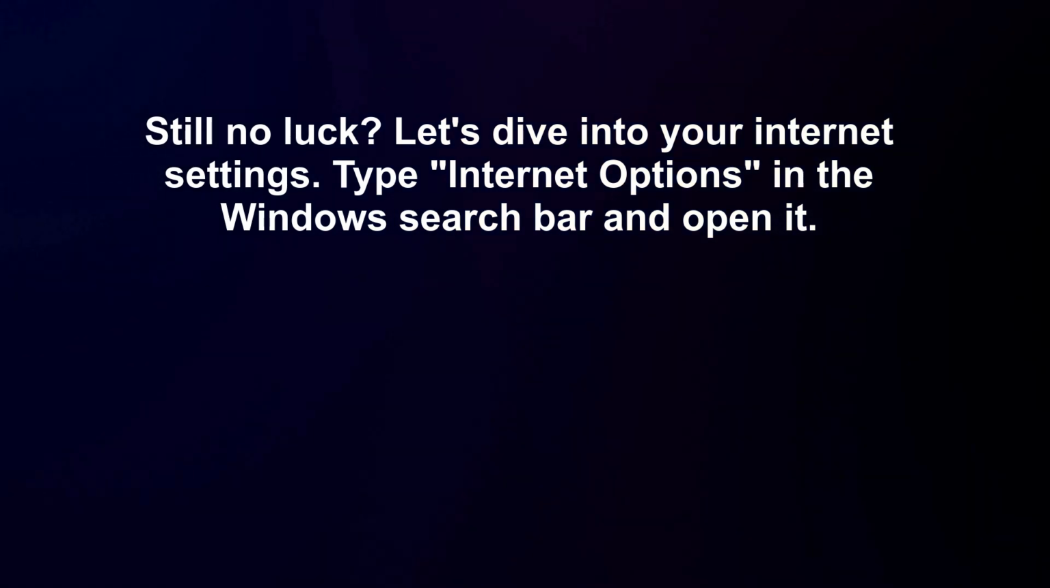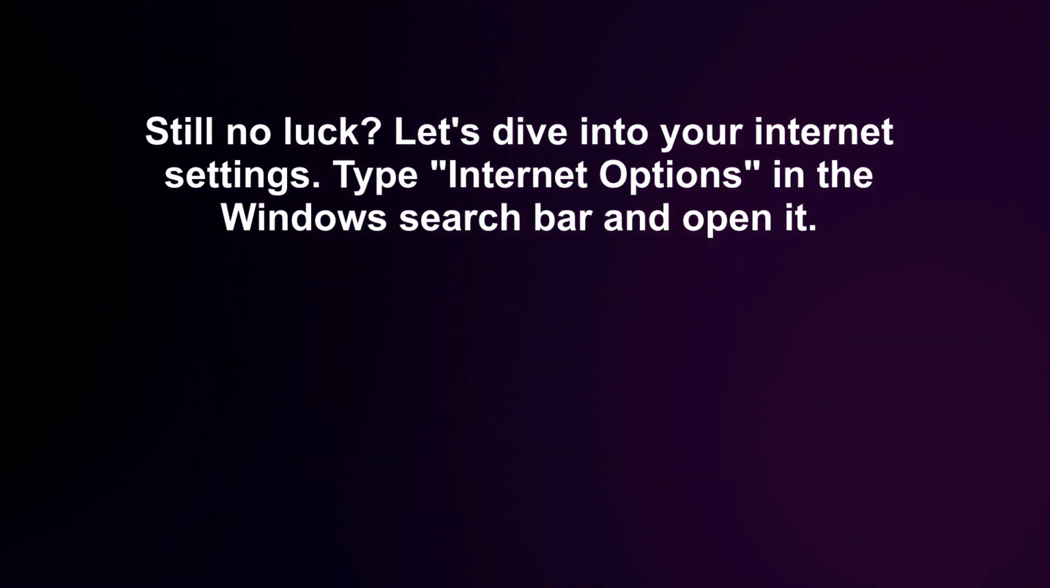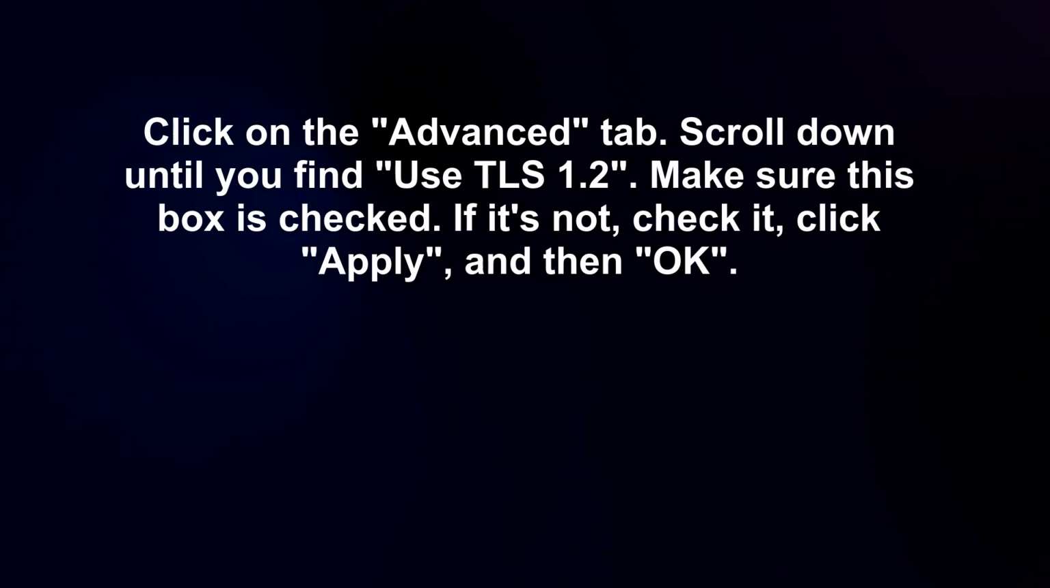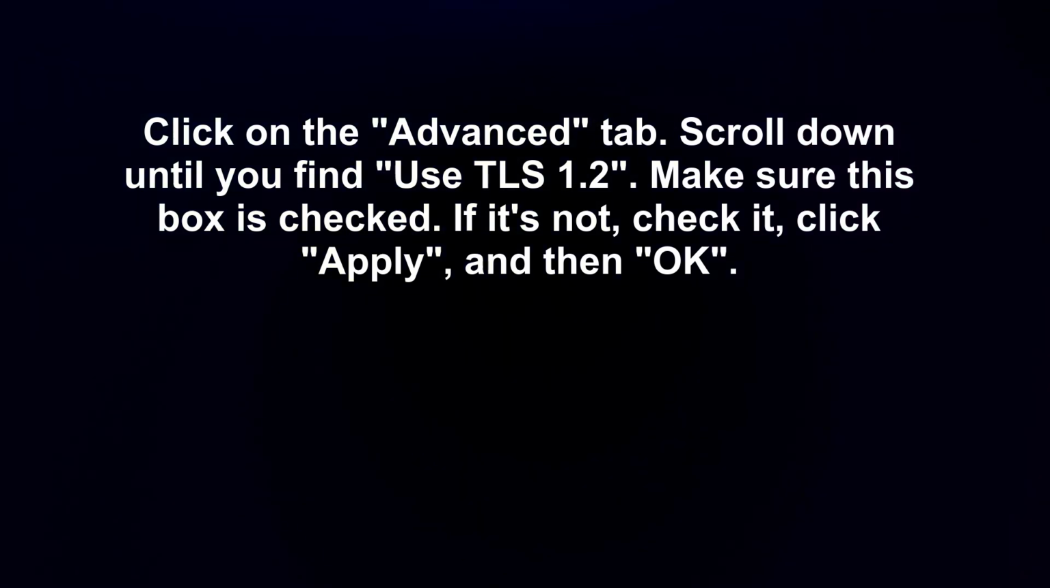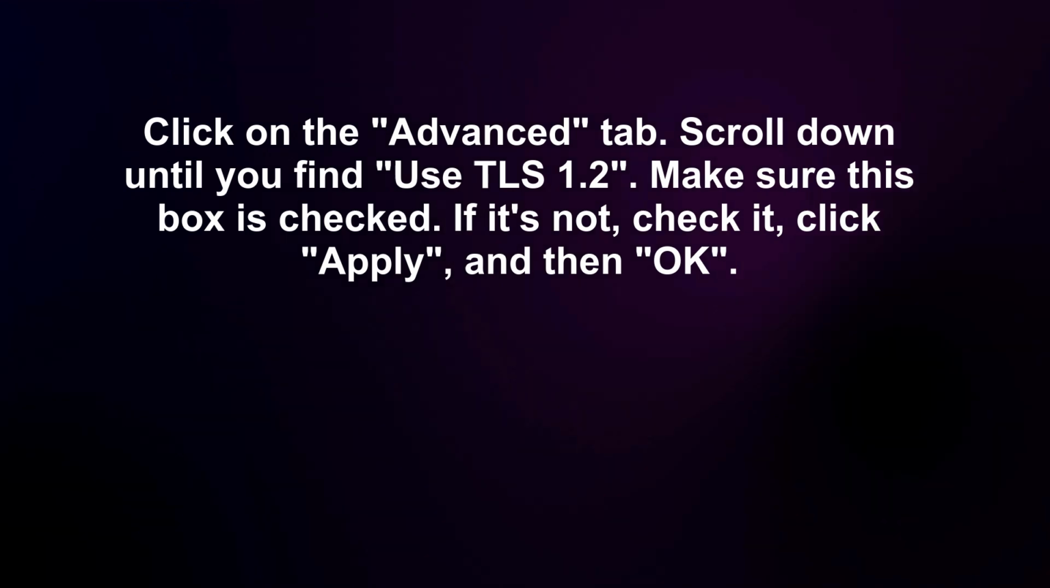Let's dive into your internet settings. Type Internet Options in the Windows search bar and open it. Click on the Advanced tab. Scroll down until you find Use TLS 1.2. Make sure this box is checked. If it's not, check it. Click Apply, and then OK.